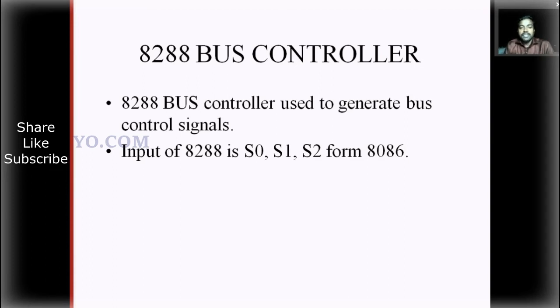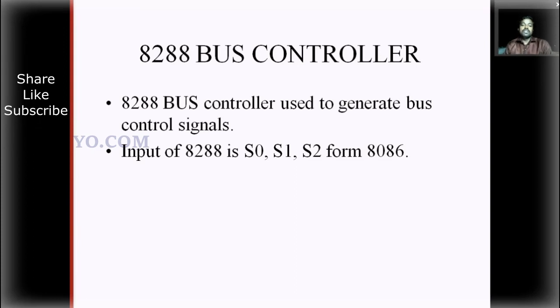But in maximum mode we are using more co-processors and other processors. So the bus controller is needed to improve the data transmission and data reception. The 8288 bus controller is used to generate the bus control signals. The inputs of the 8288 are the status lines S0, S1, S2 from the 8086. These are the inputs of the bus controller.